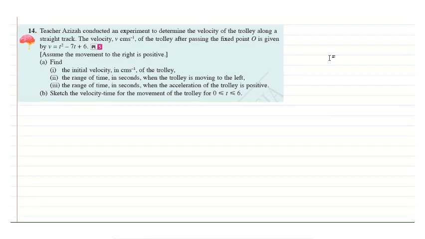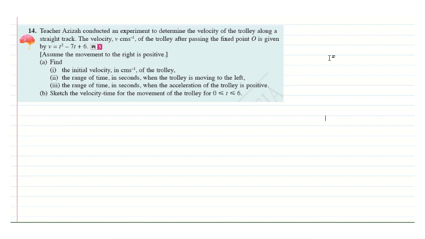Hello everyone, here is the summative exercise question number 4. Teacher Aziza conducted an experiment to determine the velocity of the trolley along a straight track. The velocity v centimeter per second of the trolley after passing the fixed point O is given by v equal to t square minus 7t plus 6. Assume the movement to the right is positive.